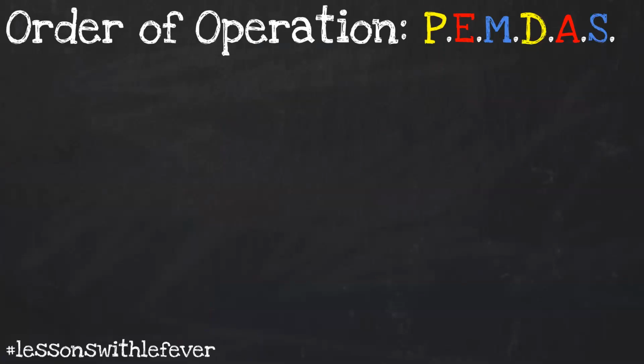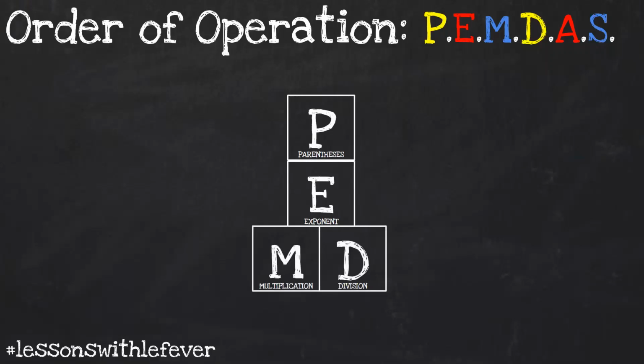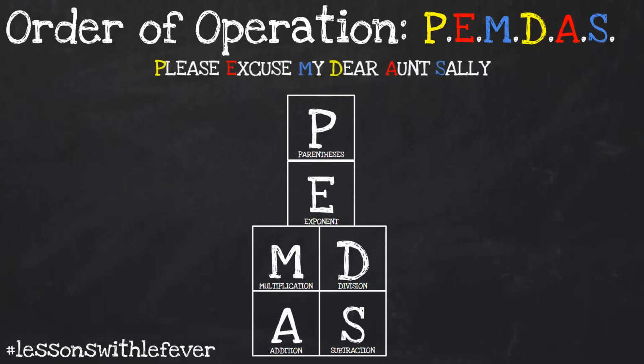In the order of operations, the P stands for parentheses, the E stands for exponents, the M stands for multiplication, the D stands for division, the A stands for addition, and the S stands for subtraction. This is the order of operations. What this means is that anytime you see parentheses, you do that step first. Then you do the exponents.